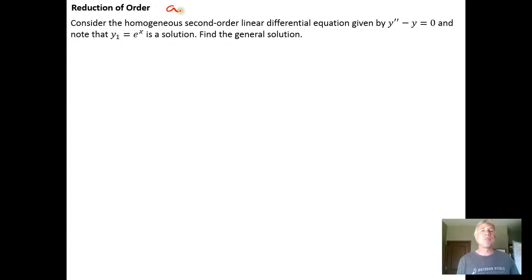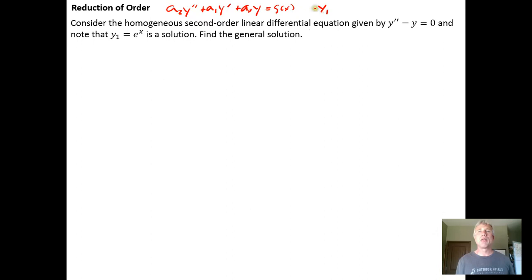And those have the form a sub 2 y double prime, where a sub 2 is just some function of x, plus a sub 1 y prime, where a sub 1 is some function of x, plus a sub 0 times y, where a sub 0 is just some function of x, and these are going to be equal to g of x.